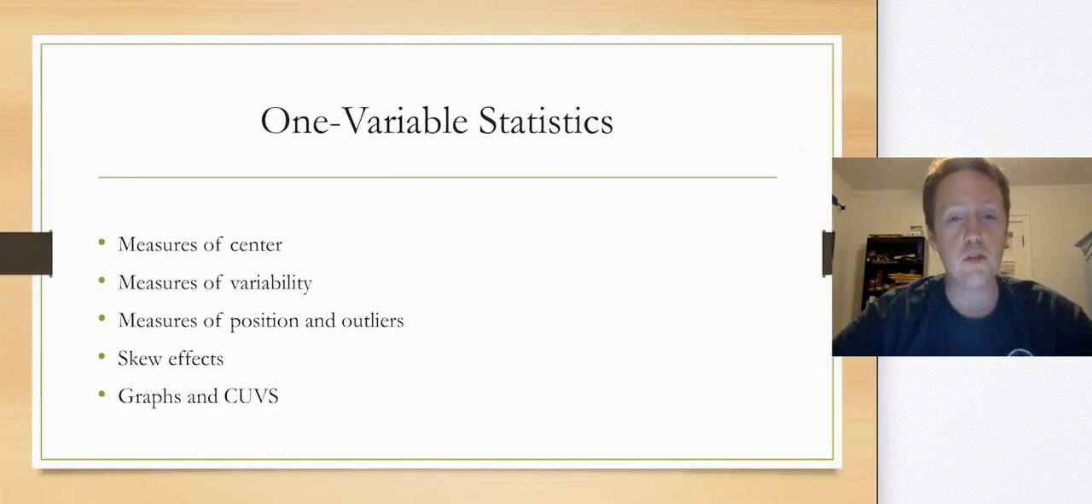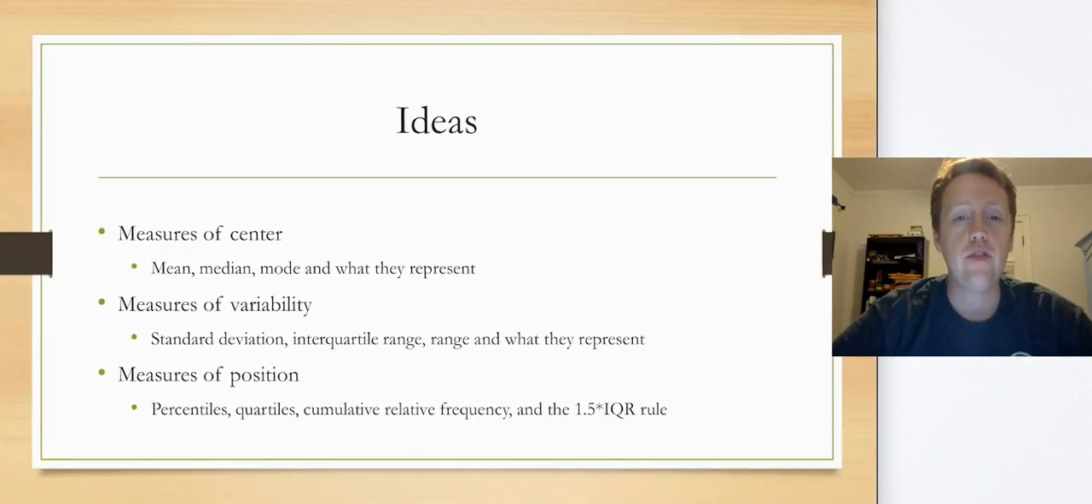So between this video and the next one, we're going to be talking about measures of center, measures of variability, measures of position and outliers, skew effects, graphs, and CUBS. Remember, CUBS is our acronym that helps us remember how to describe quantitative data. Some ideas, and we'll go a little bit more in depth, and then I'll go super in depth.